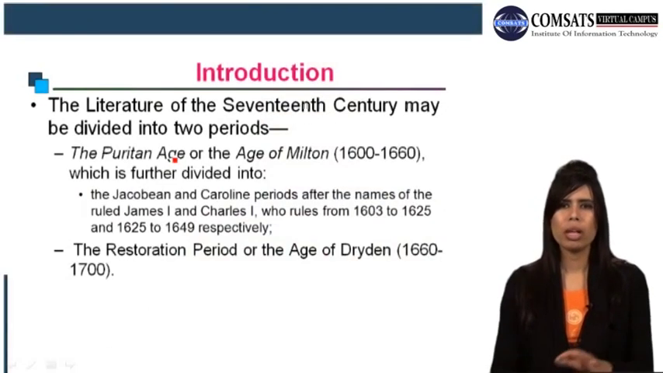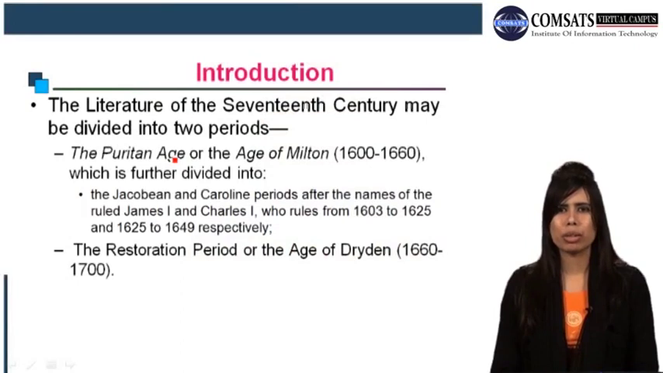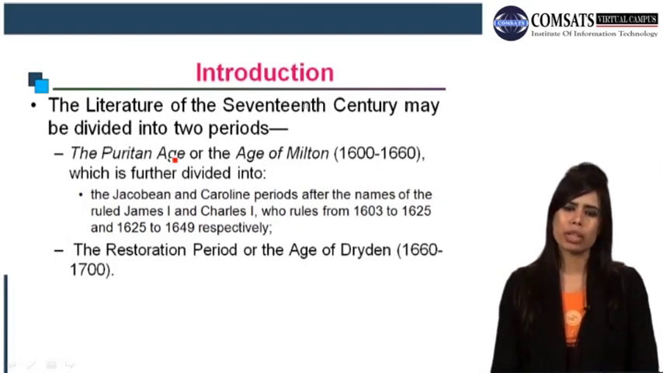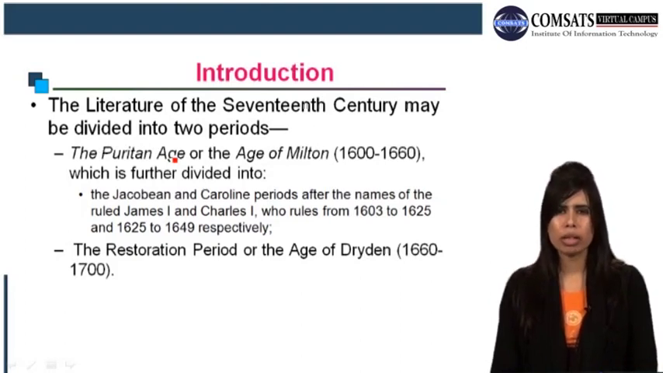Fine. First of all, I'd just like to introduce the Puritan age. What do we mean by this Puritan age? The literature of the 17th century may be divided into two periods. So this is about 17th century literature, divided into two periods basically. The Puritan age, this is the first age, or the age of Milton.